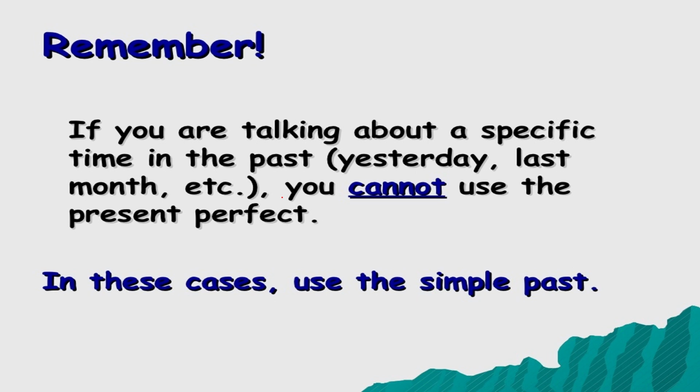Remember now, if you are talking about a specific time in the past, like yesterday or last month, you cannot use present perfect. As we have already discussed, when you are talking about a specific time in the past using words like yesterday, last month, last week, last night, always use past simple, don't use present perfect.